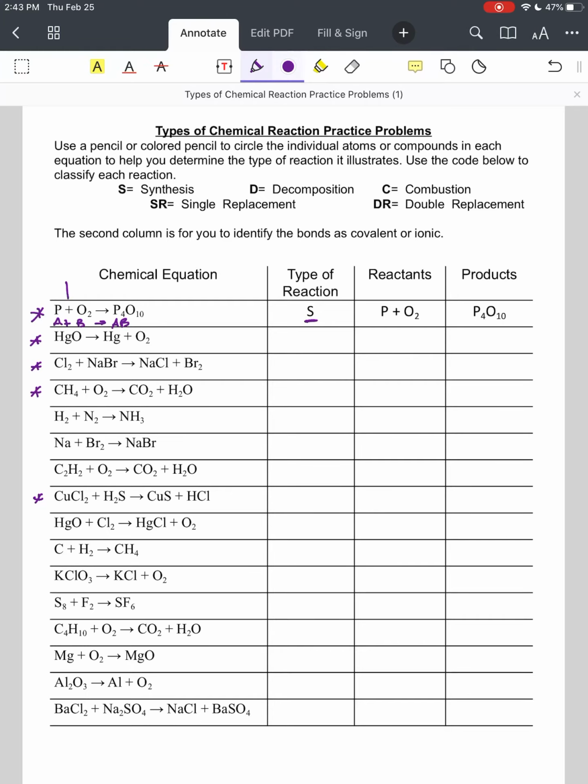For my reactants and products, remember my reactants are always what I start with. My products are always what I end with. Okay, so all you're going to do is list them over in this column. Okay, let's look at the second one.